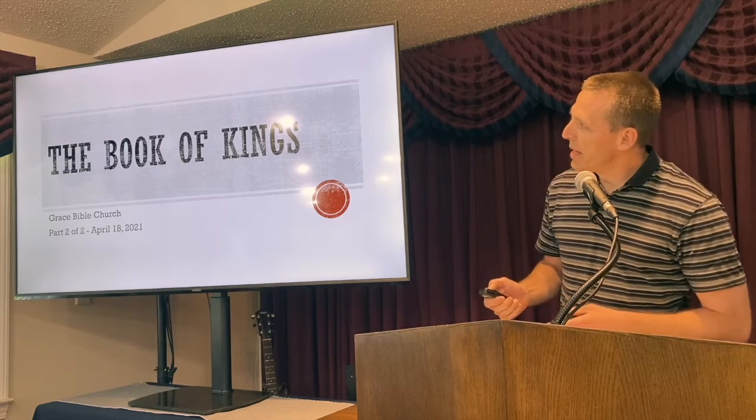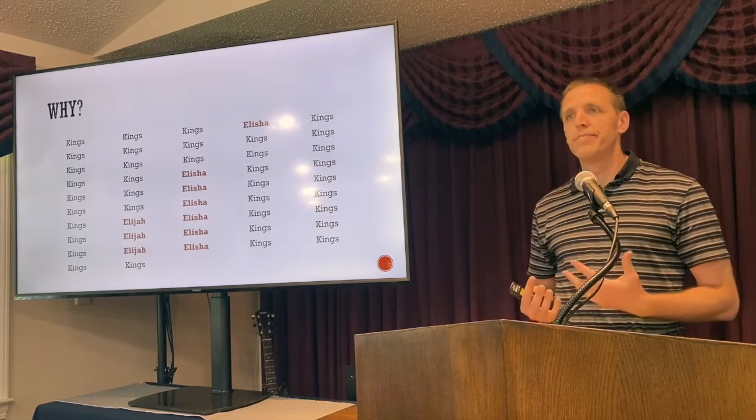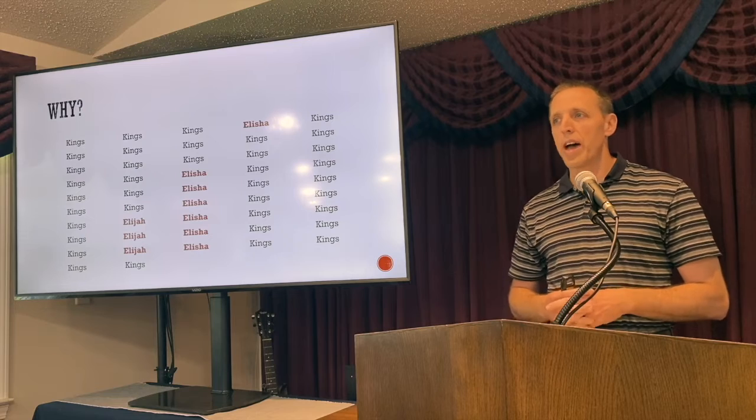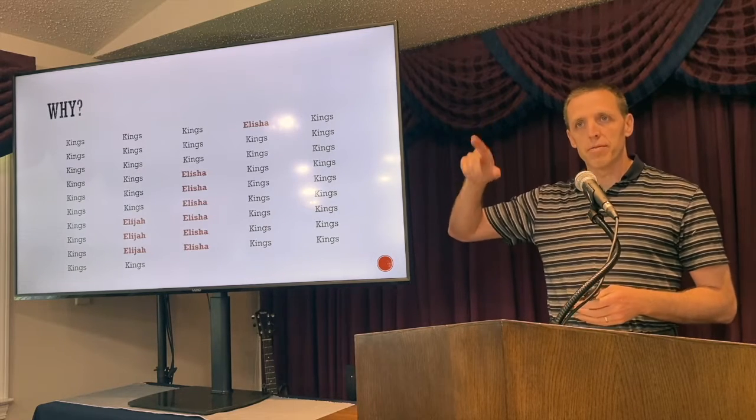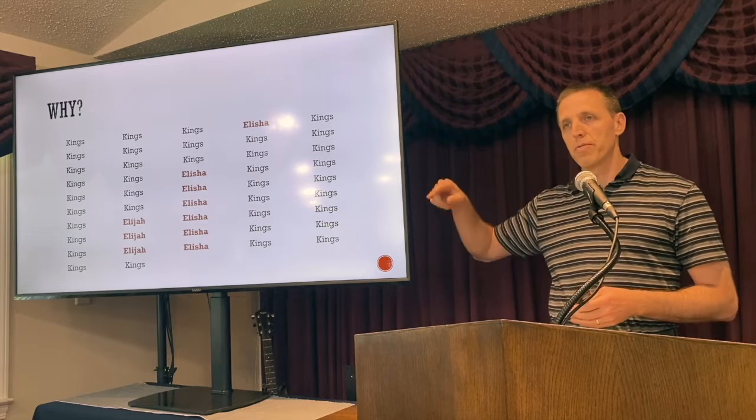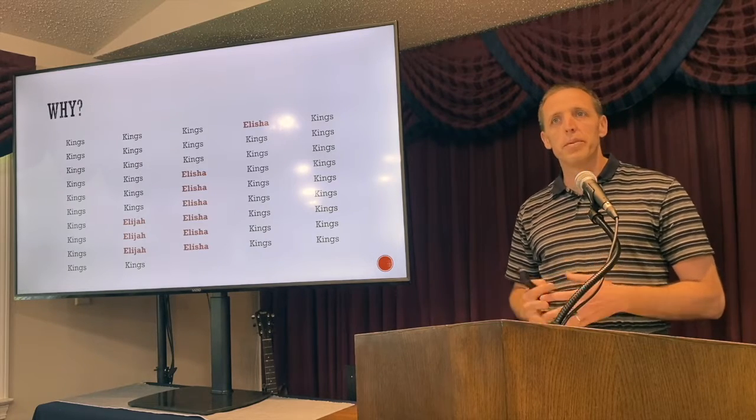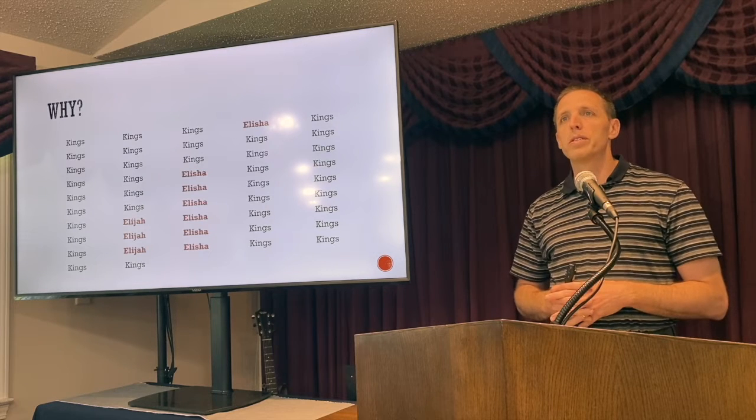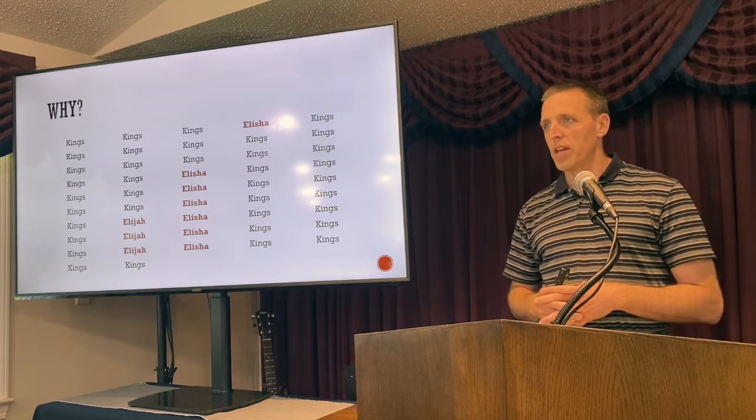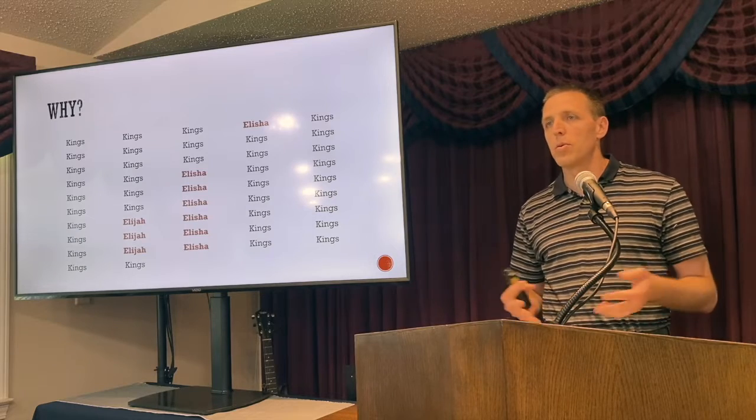I put just a slide to demonstrate that. If you think, these are the chapters of Kings, starting from the top left, going down a column, and then moving over from left to right. And you'll see, just when it's put that way, how significant the ministries of Elijah and Elisha are in the book of Kings. And again, it leads to the question, why?